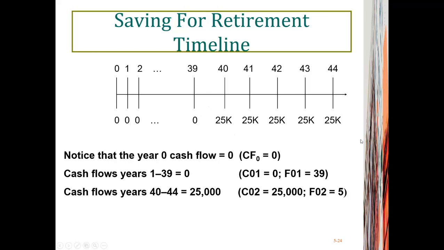Annuity means even amount, even amount of cash flows. Here, the amount of cash flows are the same, right? And we call this an annuity. So to solve this problem, we essentially need to find the present value of every 25K.